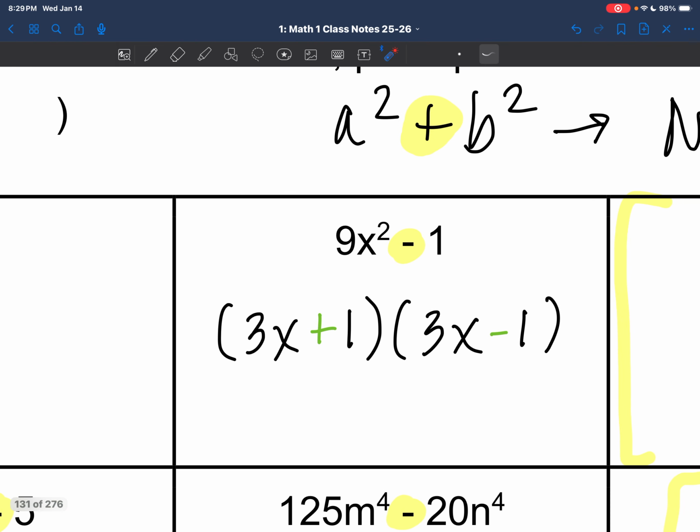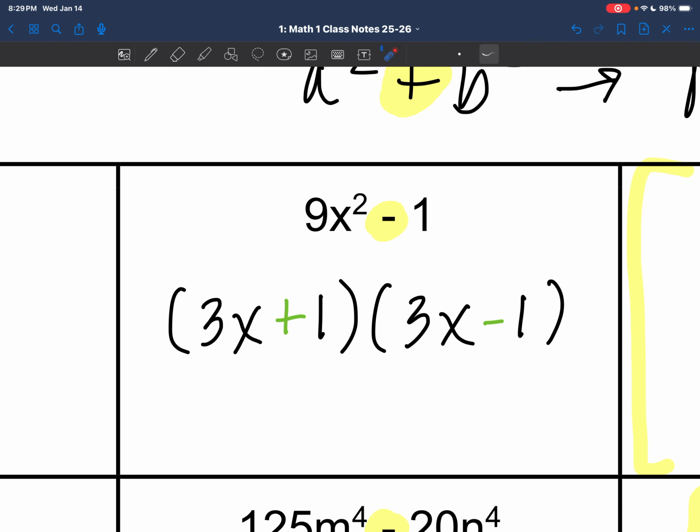And then now let's go on to this one. Now, this one's a little different, okay? Before, there's no GCF, so we can go ahead and get started. So notice we have a 9 here, and we have an x squared. If you take the square root of 9, you get 3. And then the square root of x squared is x. So if you do it all together, it would be 3x.